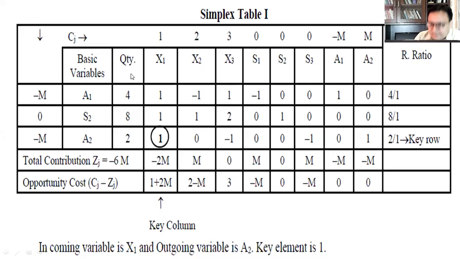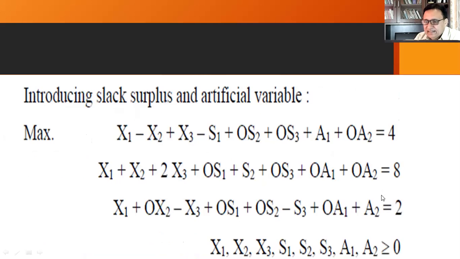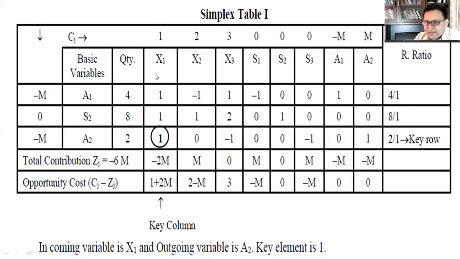Then quantity, that means the solution value, which is the right hand side of the constraints, given as 4, 8, and 2. That will be written here. And here we will write all the variables in the objective function, x1, x2, x3, s1, s2, s3 which we have introduced, and A1, A2, the artificial variables, which we have introduced with minus M as coefficient.